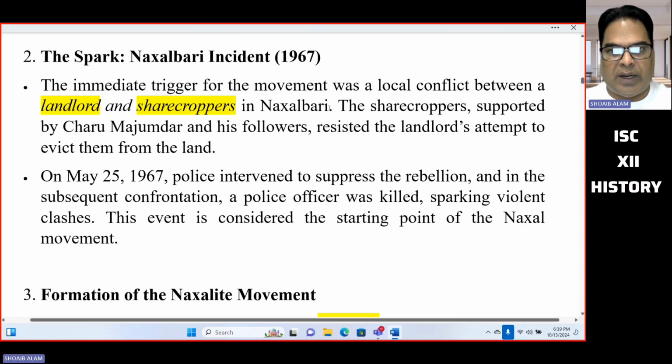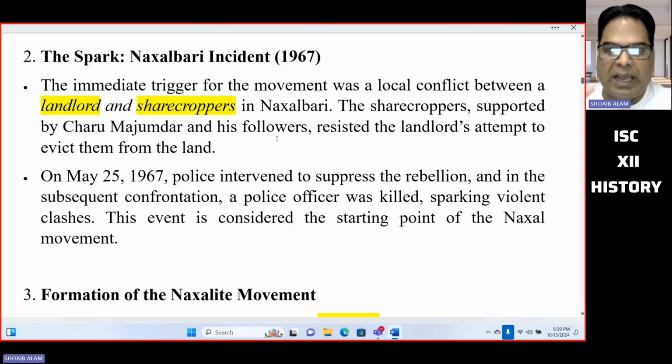In Naxalbari, the sharecroppers, supported by Charu Majumdar and his followers, resisted the landlords' attempt to evict them from their land. That means the landlords were forcing these peasants off the land. Actually, that was the landlord's land, but those sharecroppers, or peasants, were doing agriculture on it. So this was a conflict between landlord and sharecropper. Who is called a sharecropper?